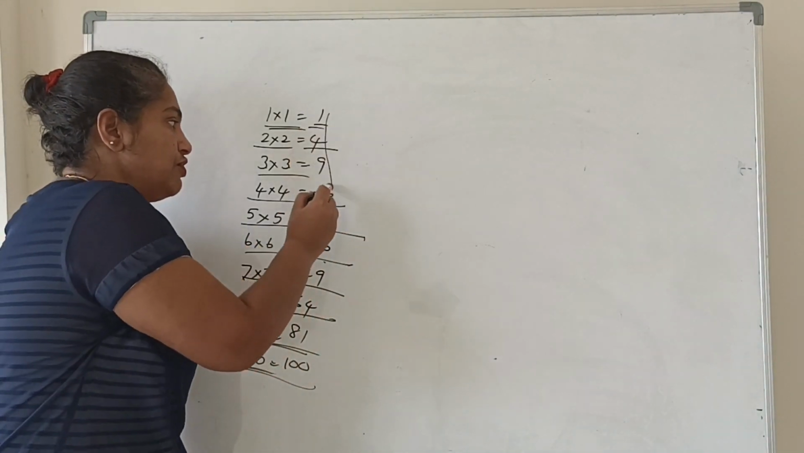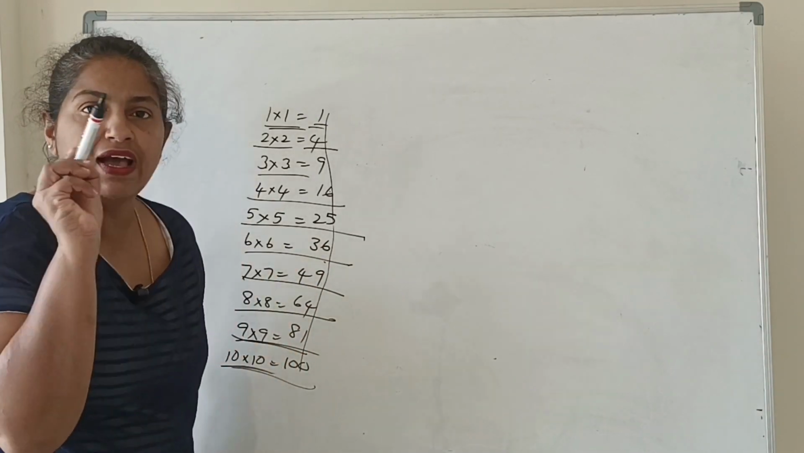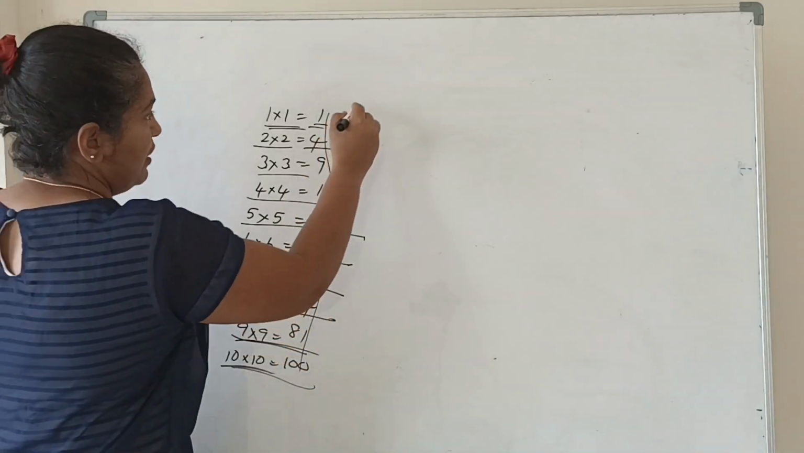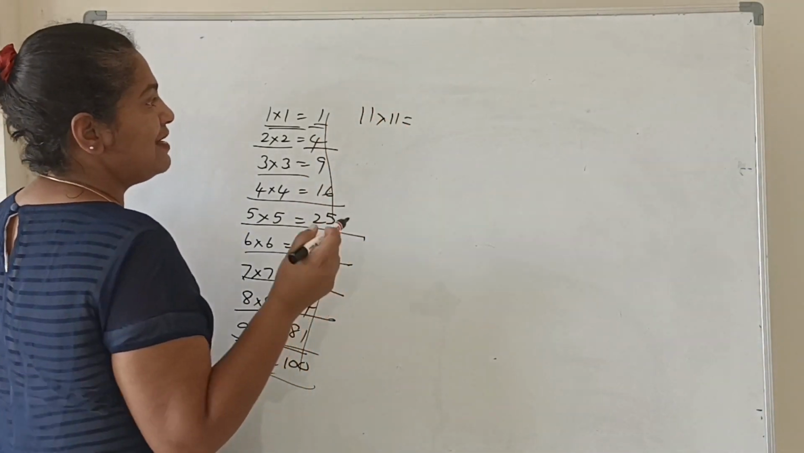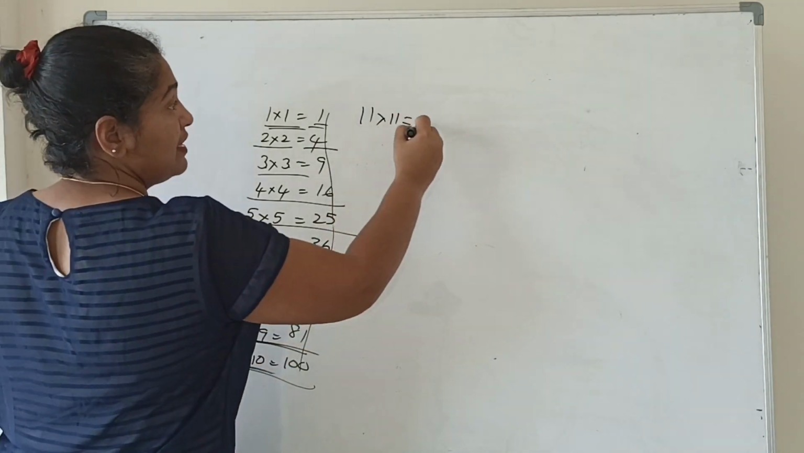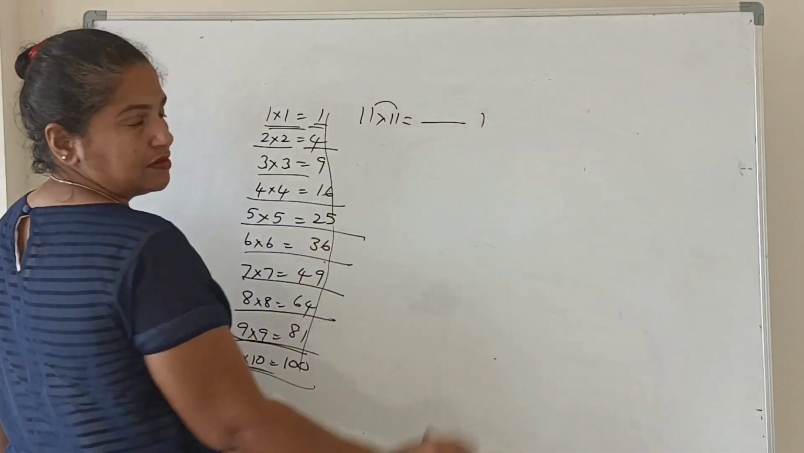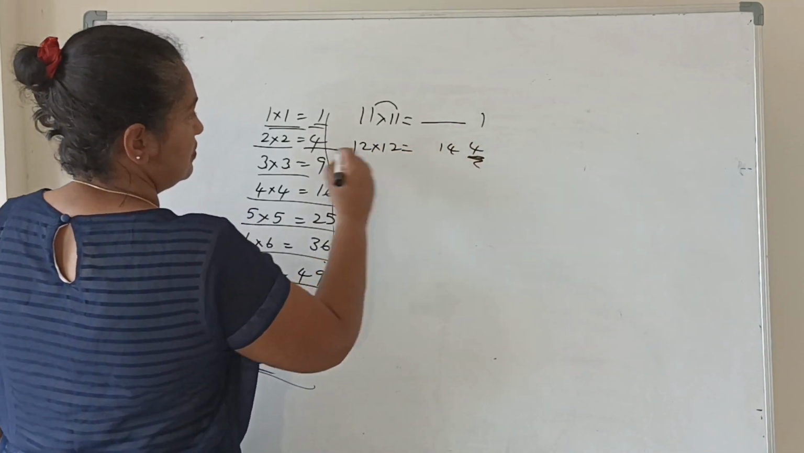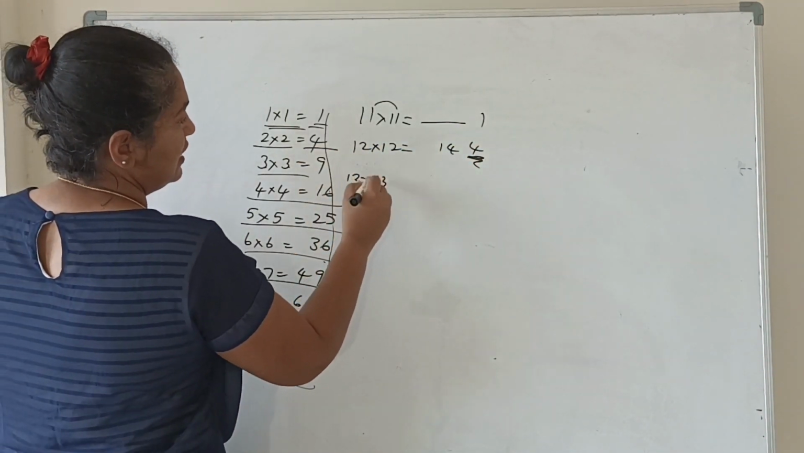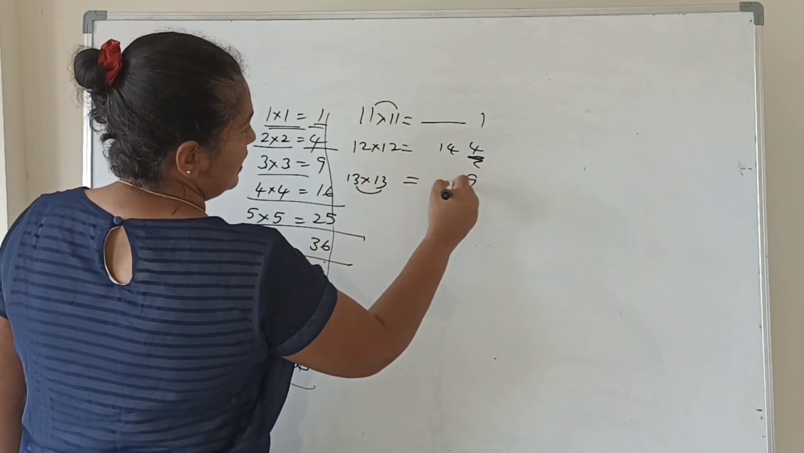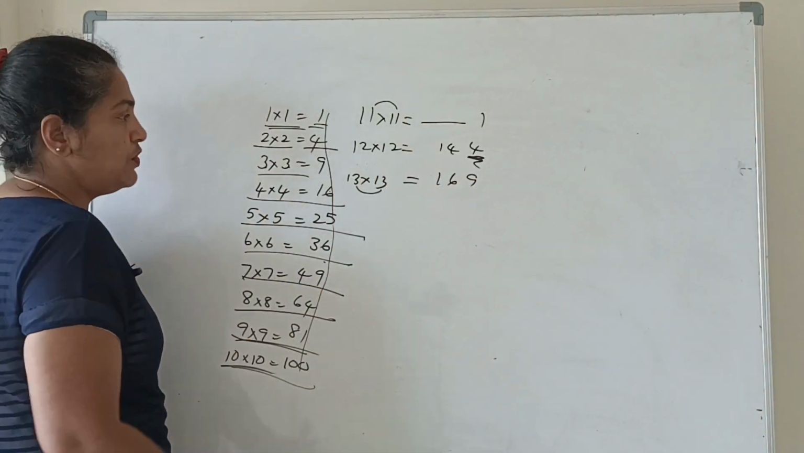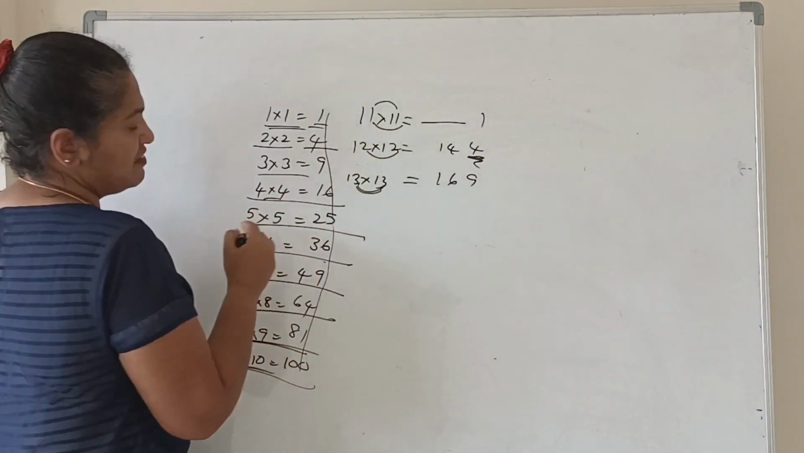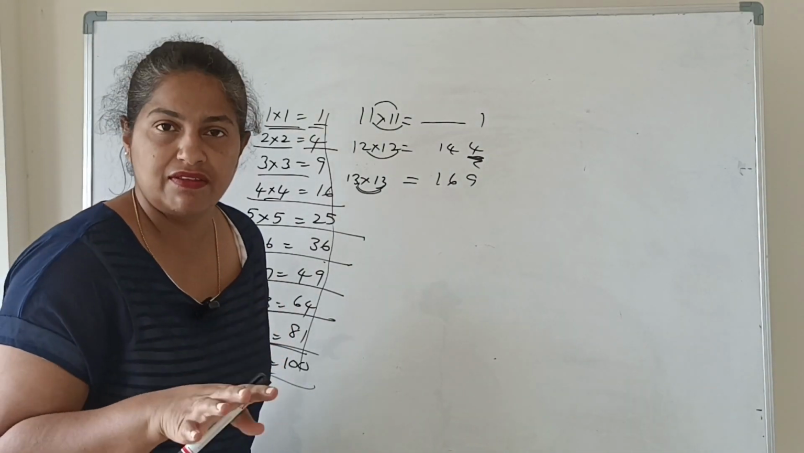Now, look at the last digit of all these numbers. This last digit comes from multiplying these digits. Correct? So, if I am taking 11 into 11, I can immediately say what is the last digit of the number that is going to come here. It will be 1 into 1. Similarly, 12 into 12, the last digit will be 4. 13 into 13, the last digit will be given by 3 into 3, 9, which is a 169 over here. So, you know that this pattern is going to repeat because the last digit multiplication will always remain the same.